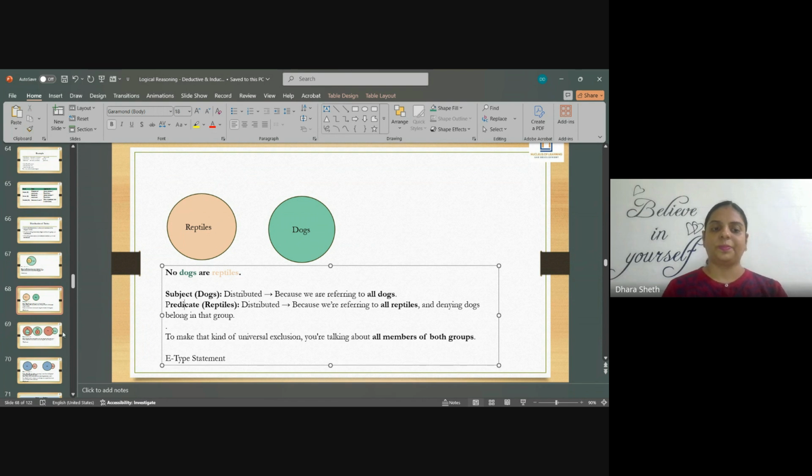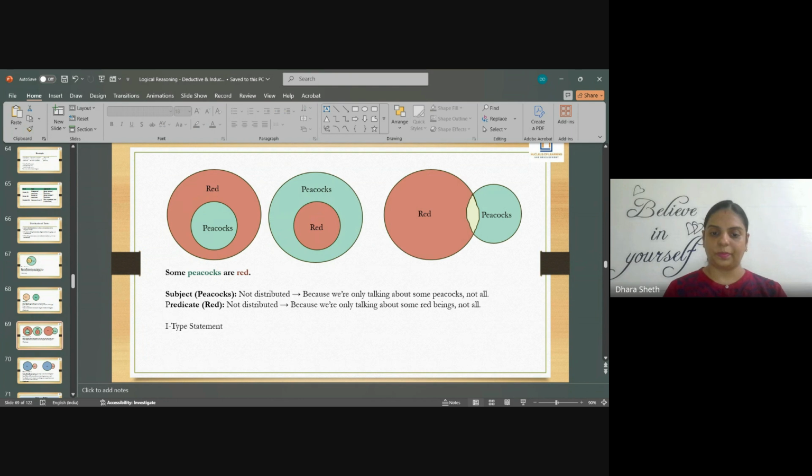Okay. Next. Some peacocks are red. With the statement, some peacocks are red, come 3 possibilities. Here, the last one is the only thing that we visualize, that some peacocks are red. Okay? So if we are talking about some peacocks, then we are not talking about all peacocks.